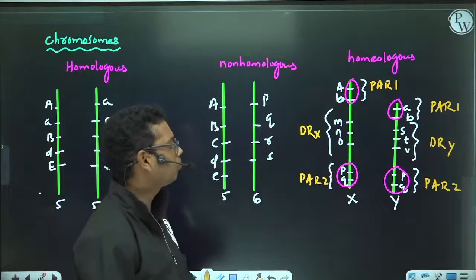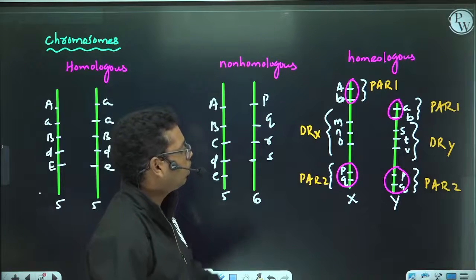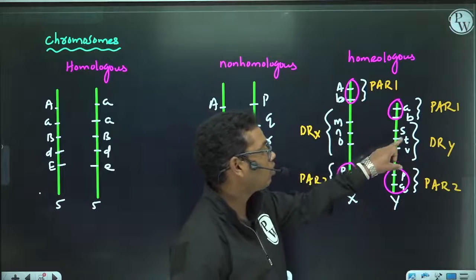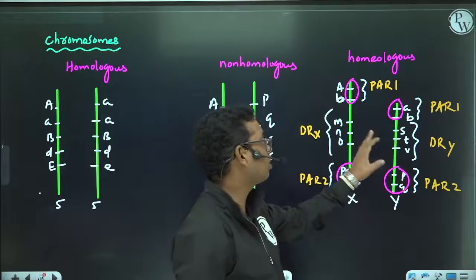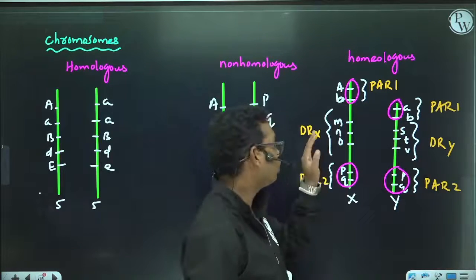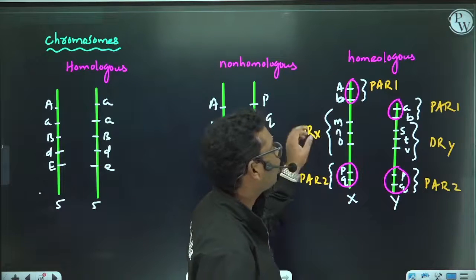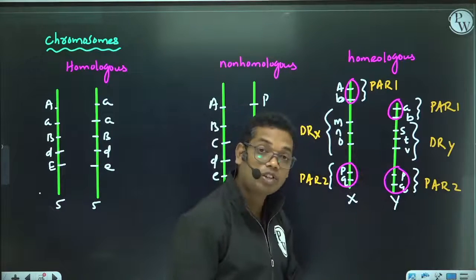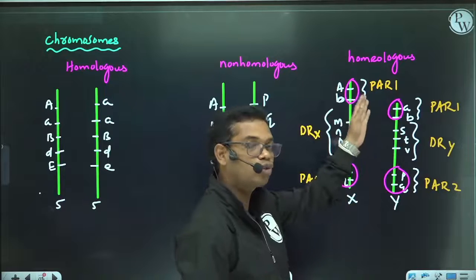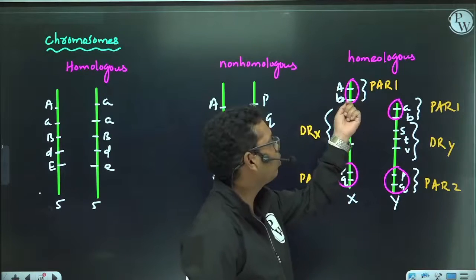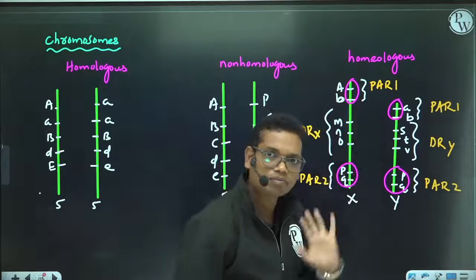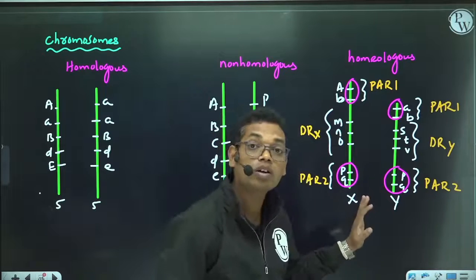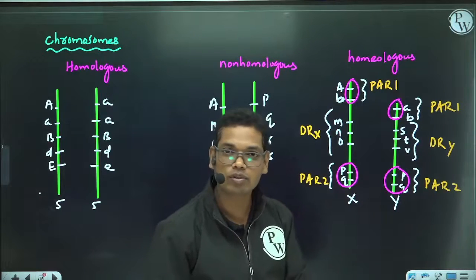Okay, that means the genes present in the differential region of chromosome Y, they will not be present in chromosome X, and the genes present on the differential region of chromosome X will not be present on chromosome Y. But the genes present on pseudo autosomal region, they will be present in both X as well as Y. Okay, and these chromosomes also pair during synapsis.